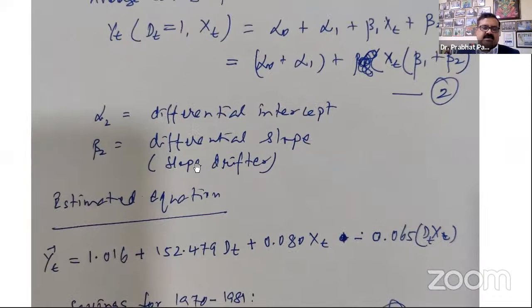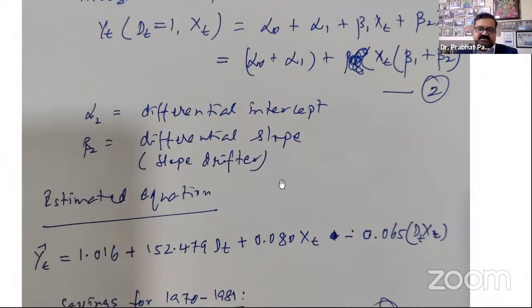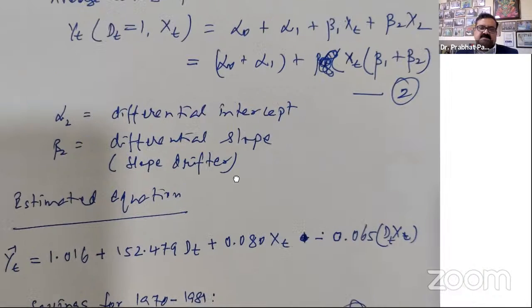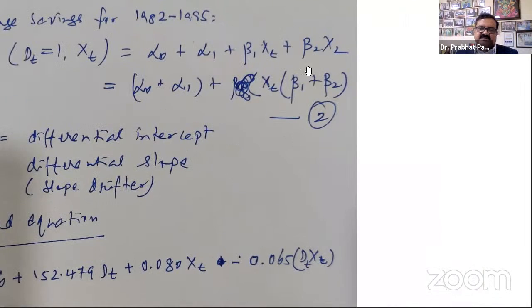And this is also known as slope drifter, because if the differential slope is significant, it actually drifts the slope. This means that the slope of the regression after the event has actually drifted away. So is the case we see in the concurrent, right? So in the case of concurrent, you will find this part as significant.